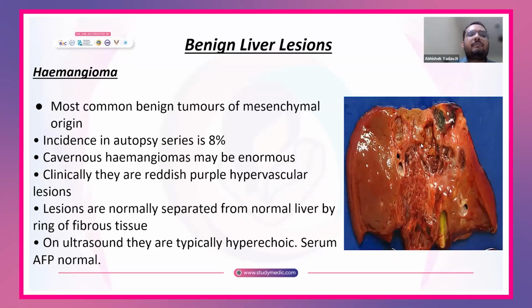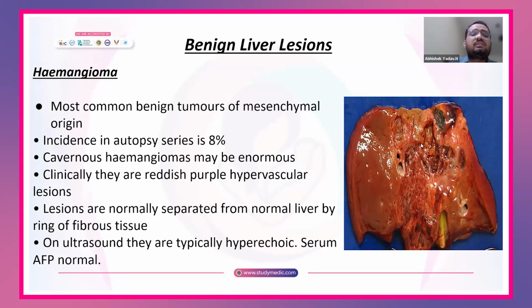The first one is the hemangioma, which is the most common benign tumor of mesenchymal origin. One of the MCQs which can be expected is that the most common benign liver lesion is a hemangioma. There are two types, capillary and cavernous hemangioma, whereas the cavernous hemangioma is the most common one.